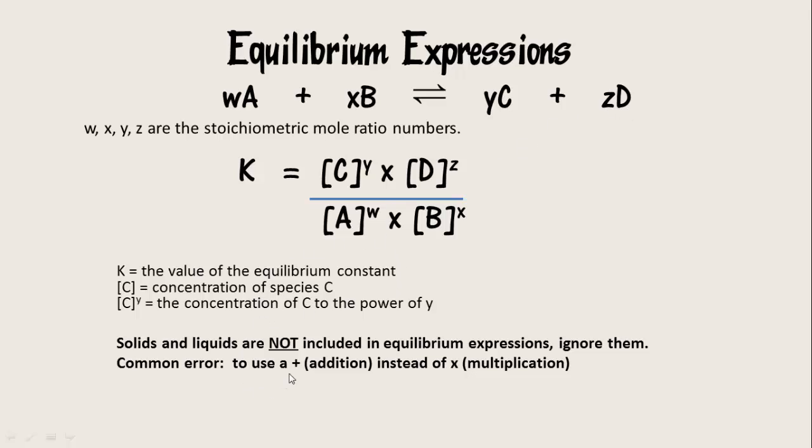The second common error is to use a plus sign representing addition instead of a multiplied sign in the equilibrium expression. Students usually do this because they look up here and they see species C and species D, and there's a plus sign in the middle, so they just take this whole thing and transpose it down into the equilibrium expression, forgetting to replace the plus with a multiplied. Don't do that. Common mistake. Two things to remember. Don't use solids or liquids. Don't use a plus. So that's how we write equilibrium expressions, and we'll be practicing these in class.